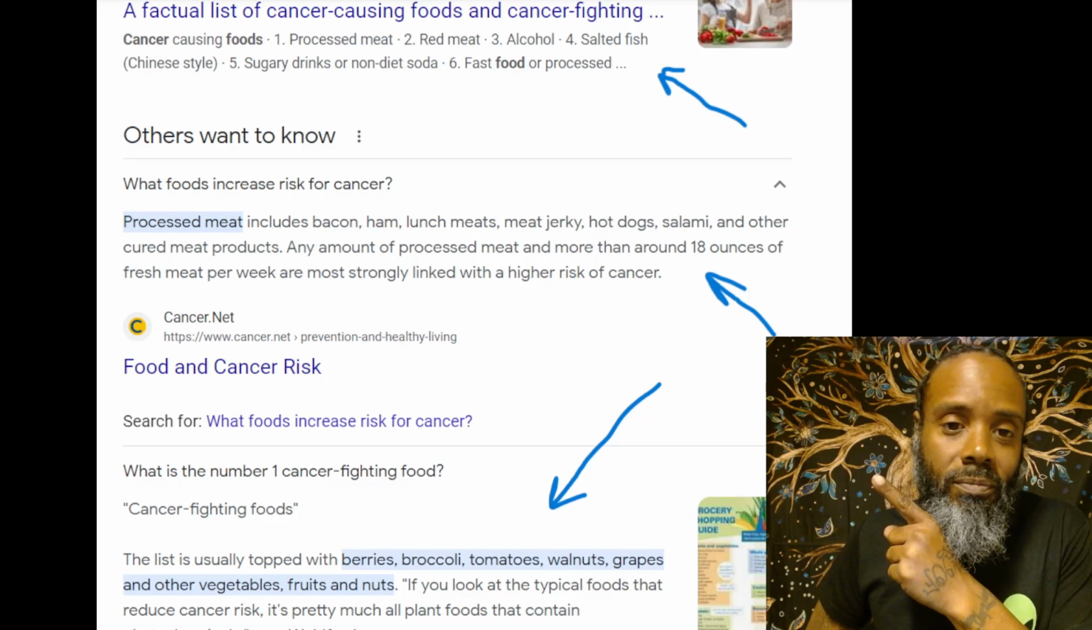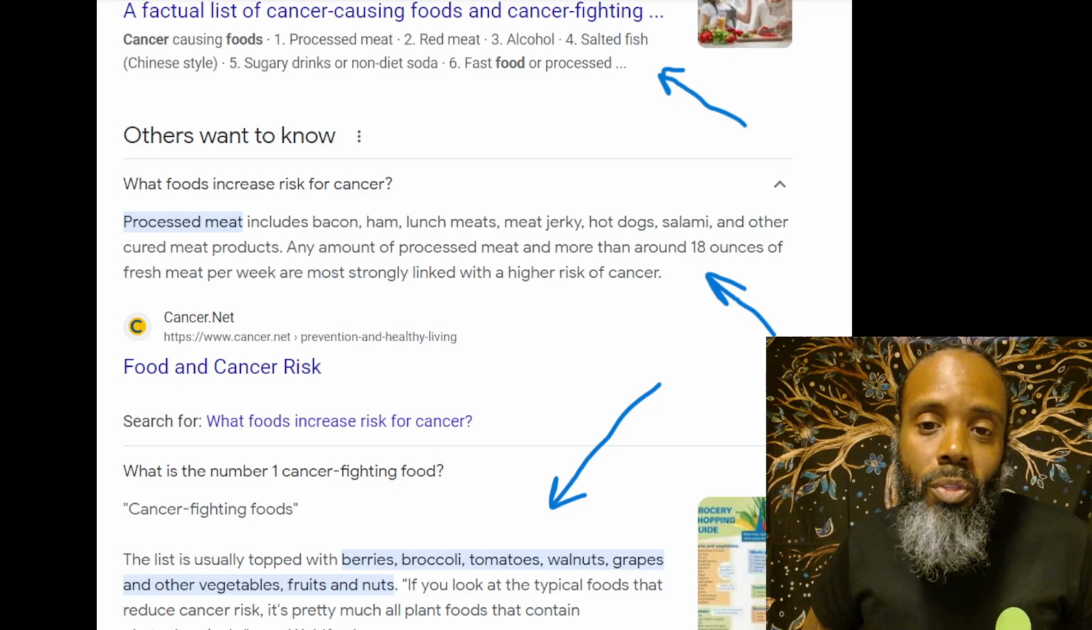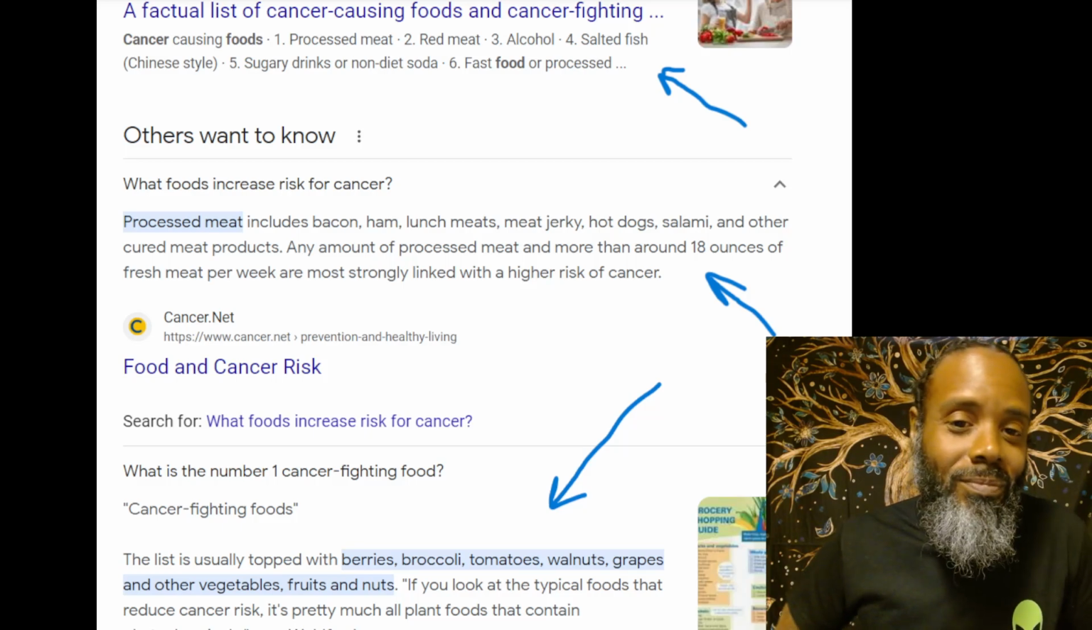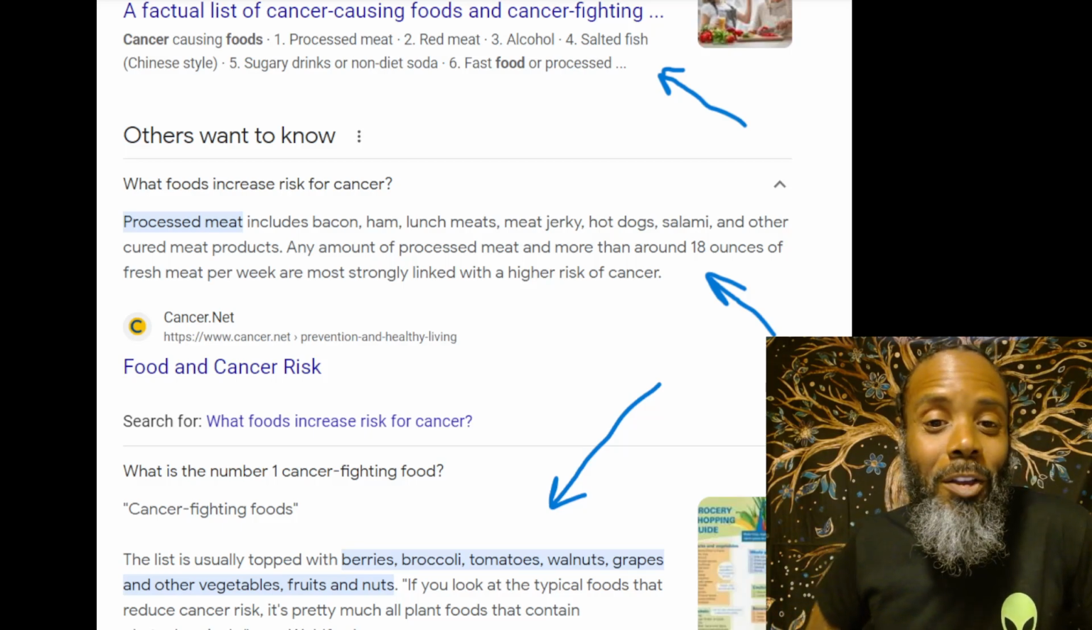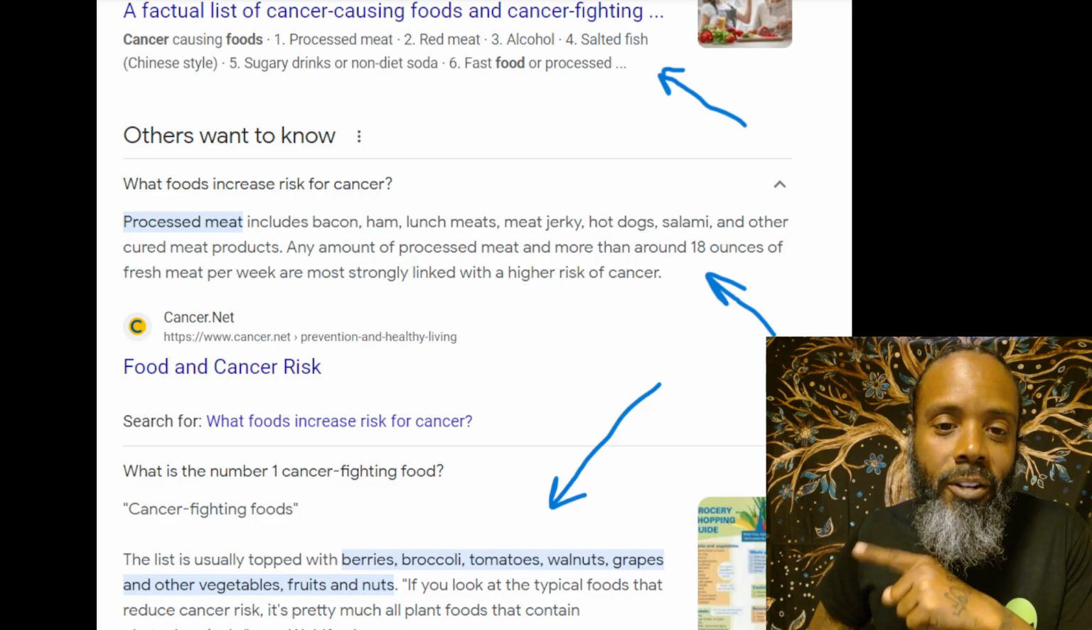I'm in the middle now. What foods increase risk for cancer? Processed meat includes bacon, ham, lunch meats, meat jerky, hot dogs, salami, and other cured meat products. Any amount of processed meat and more than around 18 ounces of fresh meat per week are most strongly linked with a higher risk of cancer. I would question that because I would say sugar. But we're not going to argue over it.